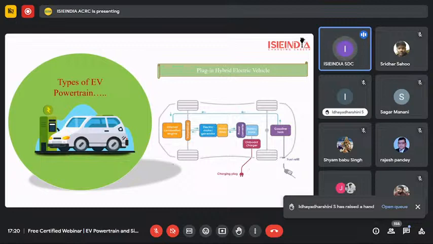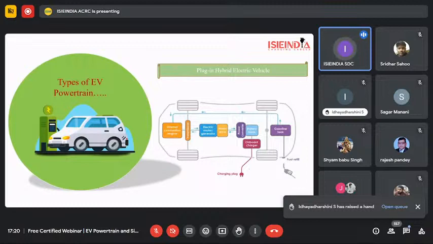But in case of plug-in hybrid vehicles, we fit an additional onboard charger, and because of that we can directly plug this vehicle to the charging point, and then we can charge the battery bank. So I hope you guys are clear now. So plug-in hybrid electric vehicles contain both the gasoline tank as well as the charging port in the vehicle.